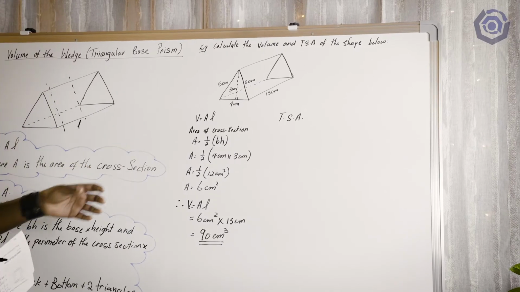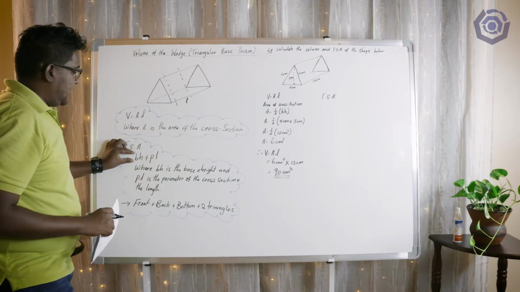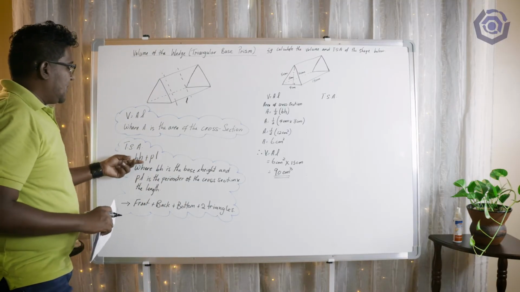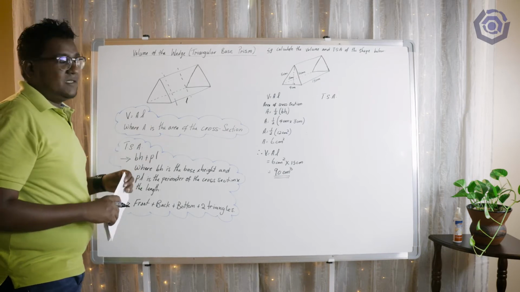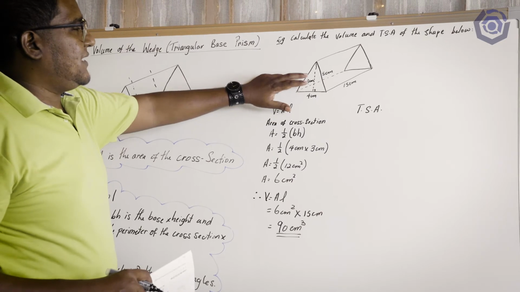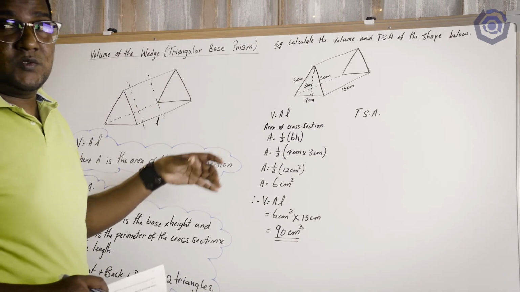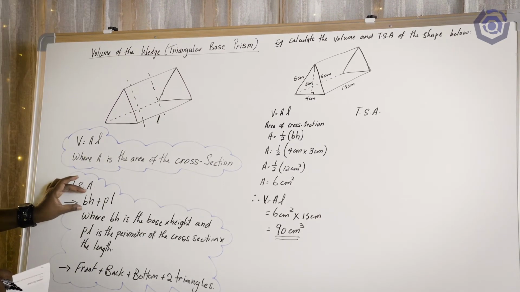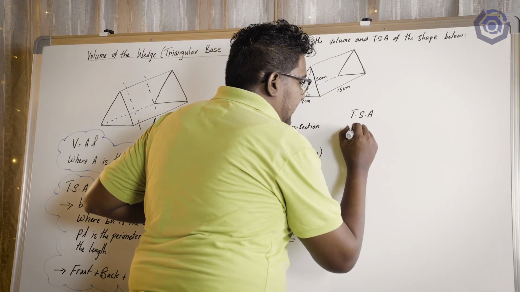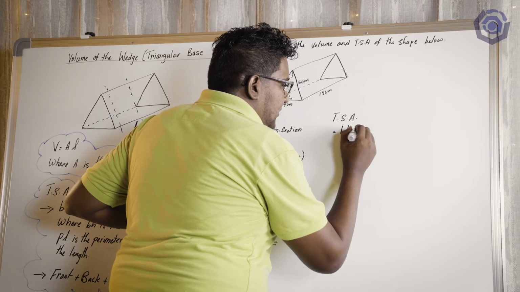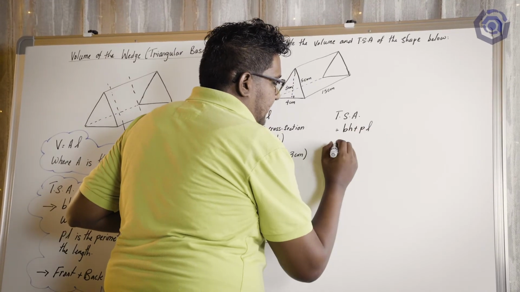Again, we inspect. In order to use the BH plus PL formula, we must know the base, the height, and we must also know all three sides of the triangle. So we have the base, the height, and we know the length of the other two sides. So we're going to use the BH plus PL formula. So the total surface area is equal to BH plus PL.